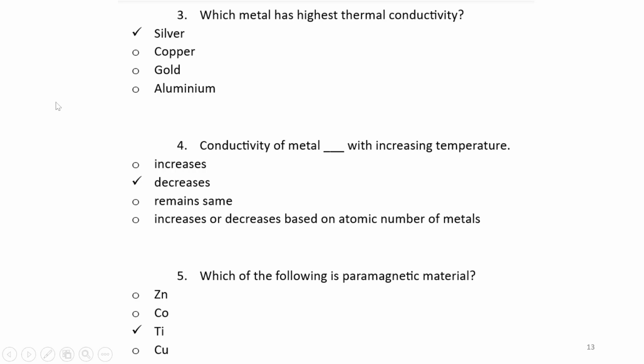Which of the following is a paramagnetic material? Your options are zinc, cobalt, titanium and copper. Out of these, the others are diamagnetic and titanium is the one that is paramagnetic. You should remember these examples of paramagnetic, diamagnetic and ferromagnetic materials if asked in the exam.